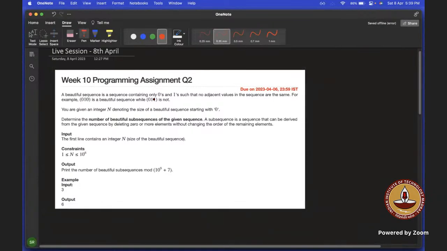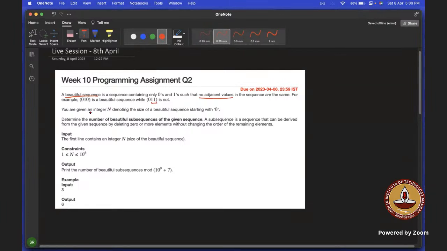Okay, so week 10 programming assignment question number 2. What we are given is the definition of a beautiful sequence. It is a sequence containing only zeros and ones, such that no adjacent values in the sequence are the same. So there are only 2 possible digits in the sequence, and they occur in alternation because no adjacent values can be the same. And we have been given an example that 010 is a beautiful sequence, but 011 is not because 11 occurs in adjacent positions.